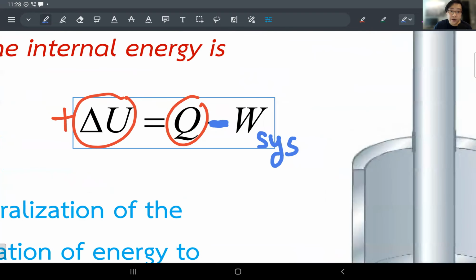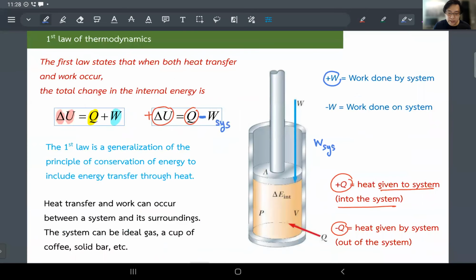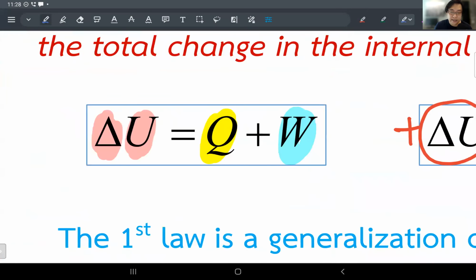If you write your first law of thermodynamics as delta U equal to Q minus W, that W must mean W of the system. Okay. And next time, if you read a textbook and the textbook writes it as delta U equal to Q plus W, now you will be able to tell this is the W external. That's all. That's no big deal.